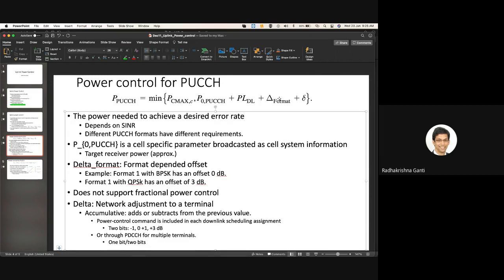Okay, but the problem is you are constrained by your 23 dBm. PC max is the maximum power for each power class. If it's power class 2, it's 26 dBm. Power class 1, it is 29 dBm. But generally all our handsets are power class 3 handsets, which is 23 dBm. So you take the minimum of 23 dBm comma this summation. Is this clear? That is the power that you are going to use for PUCCH. Any questions before we proceed?